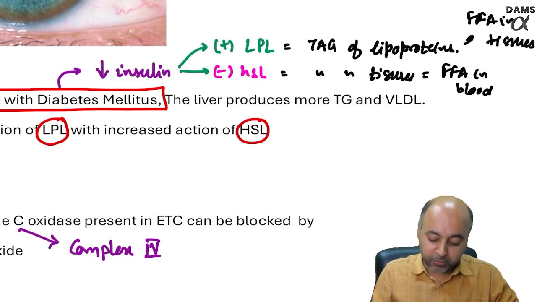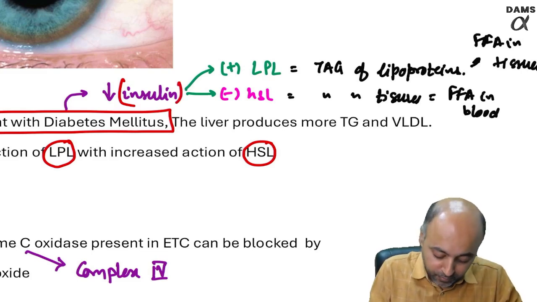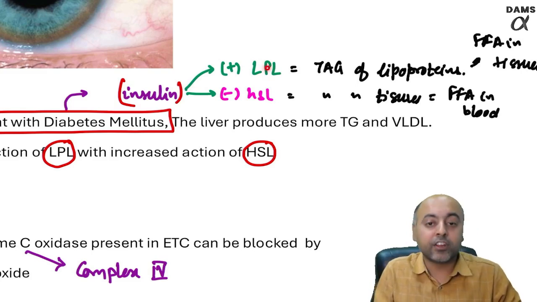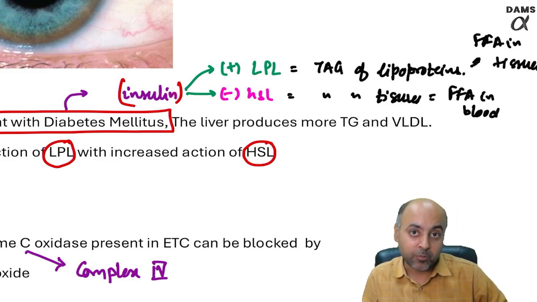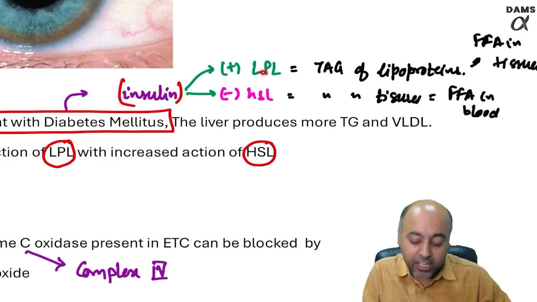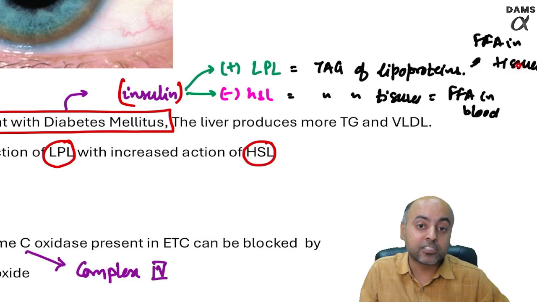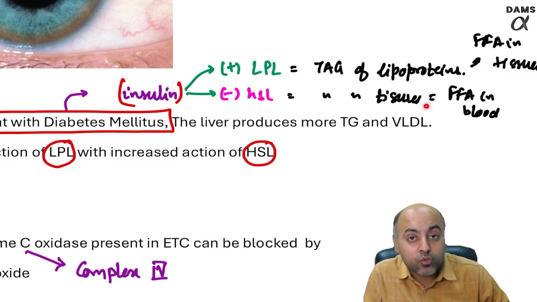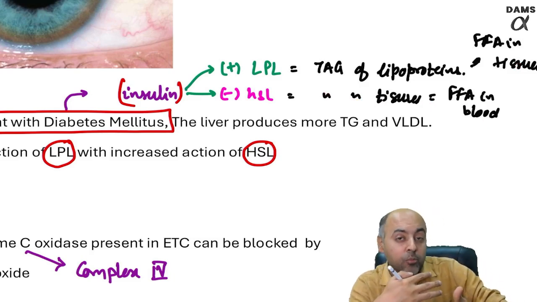Please remember very carefully, when insulin is present, it is going to activate lipoprotein lipase, and it is going to inhibit the hormone sensitive lipase. When lipoprotein lipase is active, it will break the triacylglycerol of lipoprotein and provide free fatty acid to the tissues. When hormone sensitive lipase is active, it will break the triacylglycerol in the tissues and provide free fatty acid in the blood. So they are having just the opposite action.